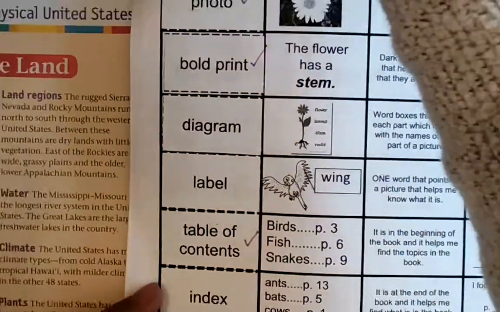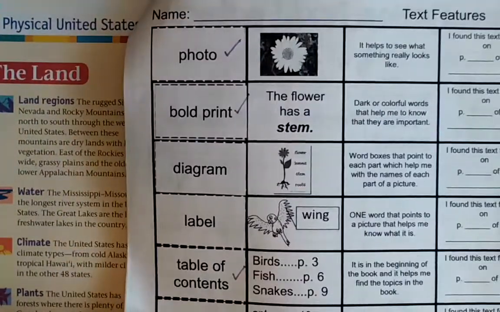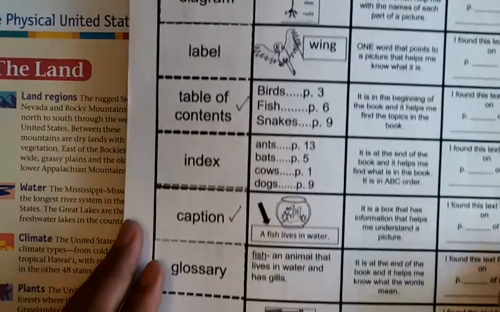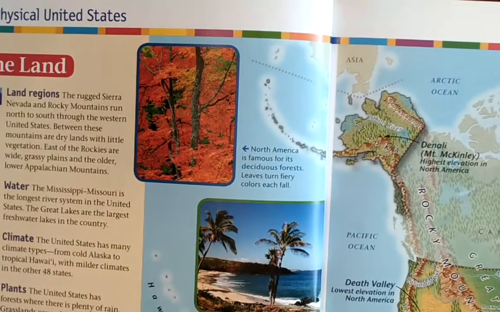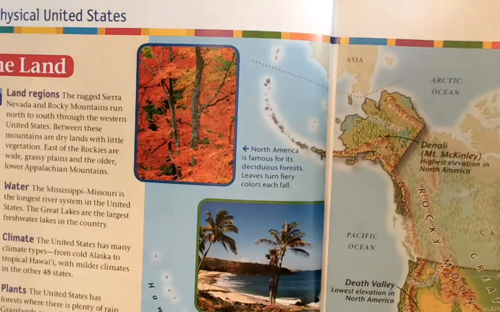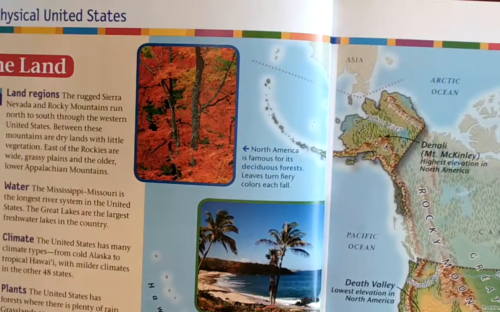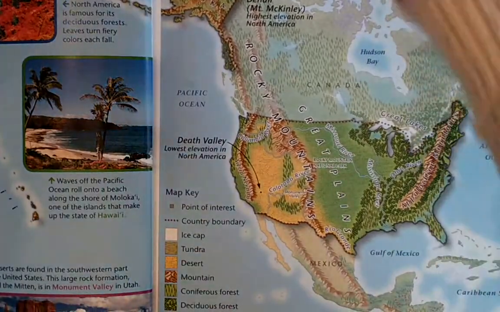We are left with diagram, label, index, and glossary. Let's see if we can find the diagram and label. Oh, I already see a label. I already see a label on this page.